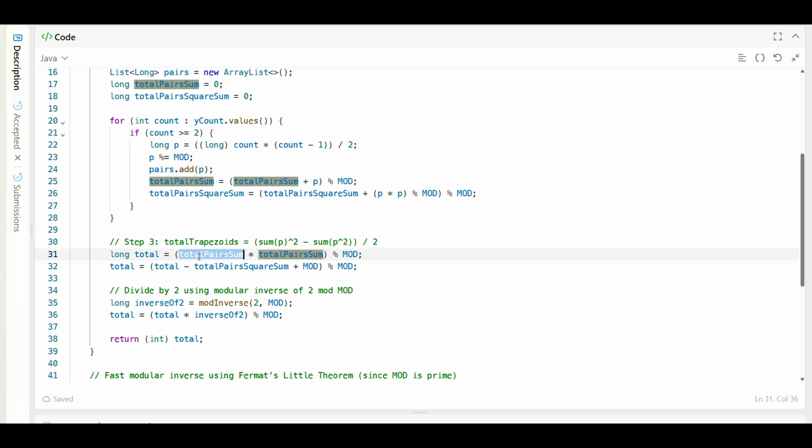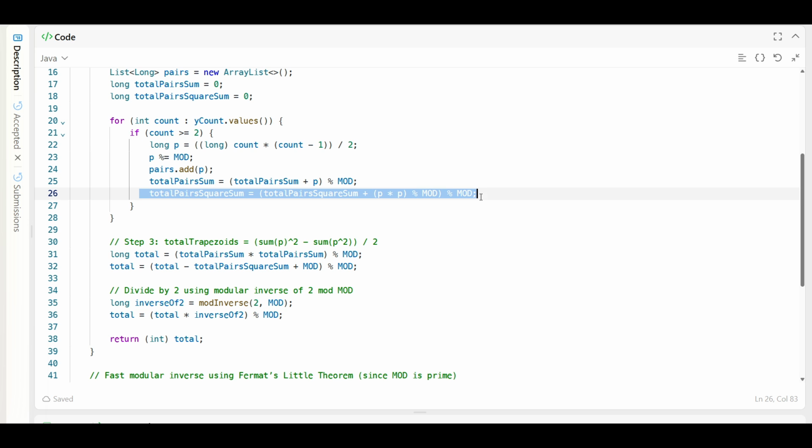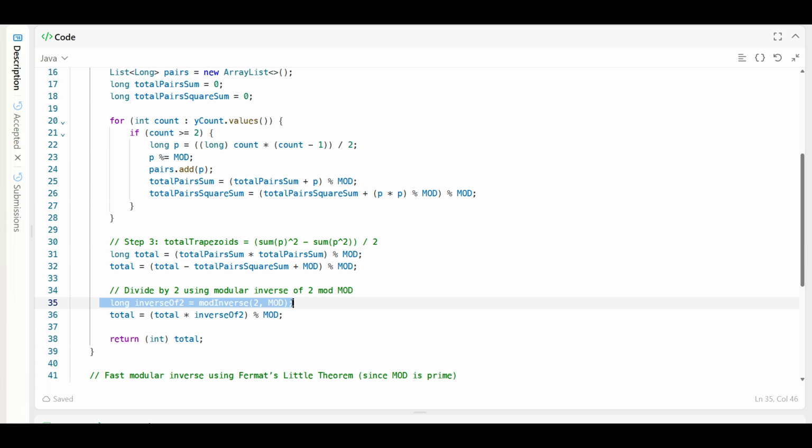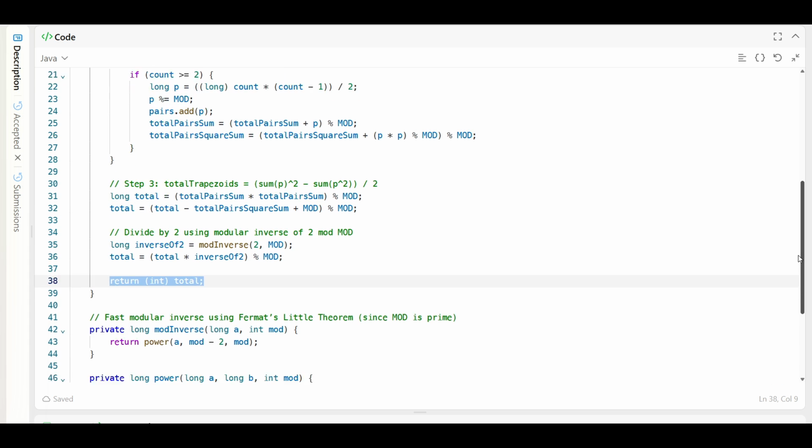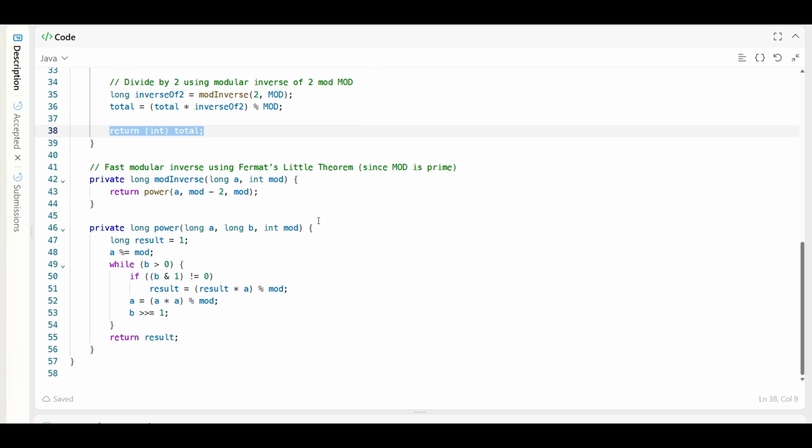How? You have the total pairs and the total pair square sum, right? So you get all these values like this. Just do the multiply, and you will have to take the mod also. Then you divide this using the modular inverse formula. You apply this, get the total here, and finally return this total.